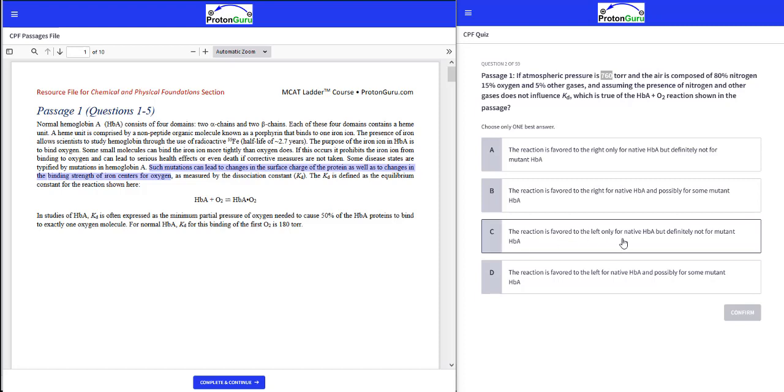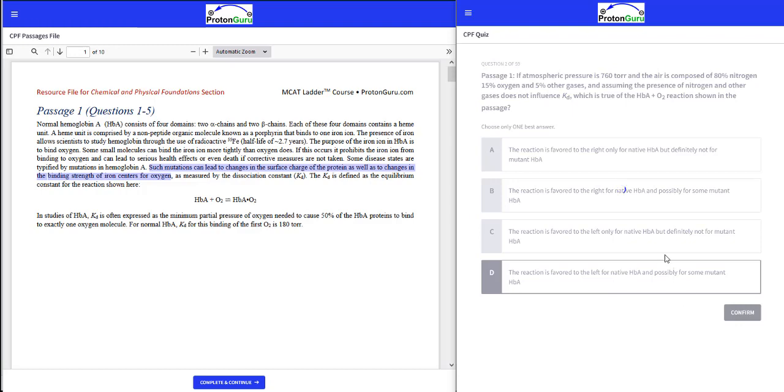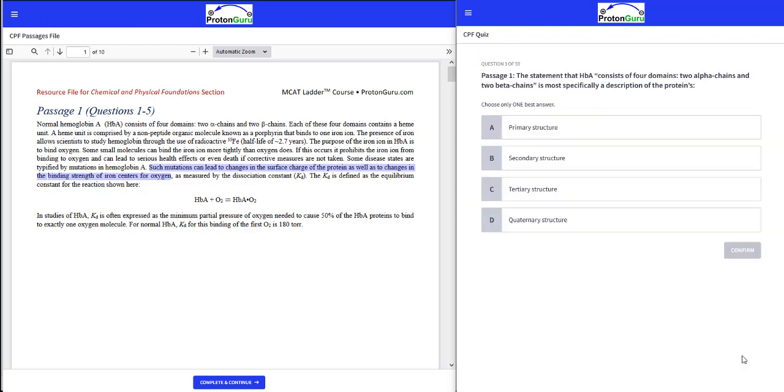The reaction is favored to the left only for the native hemoglobin, but definitely not for mutant hemoglobin. That's not something we know for certain. The reaction is favored to the left for native HbA, true, and possibly for some mutant hemoglobin A. That is true. And you can confirm that and get the right answer here in practice mode.